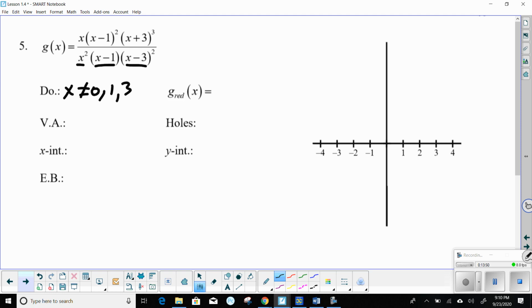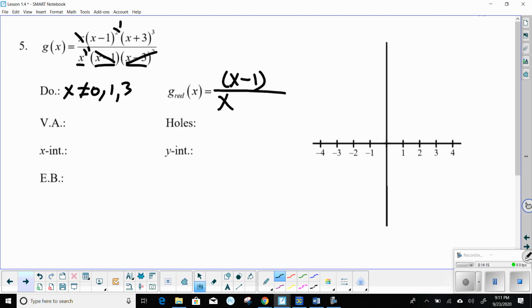Now we've got to decide which one of those are holes in the graph and which one of those are vertical asymptotes. And the way we do that is we reduce the function. So let's reduce it. So g of x reduced, that x will cancel with one of those x's. So I have an x to the first on the bottom. That x minus 1 will cancel out with one of those. So I have an x minus 1 left on top.